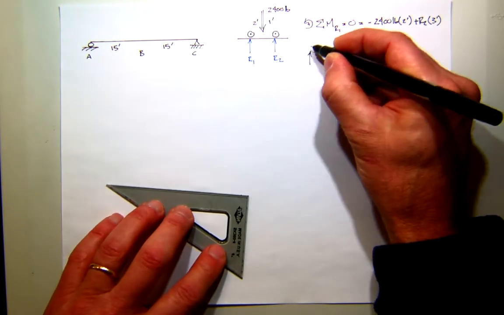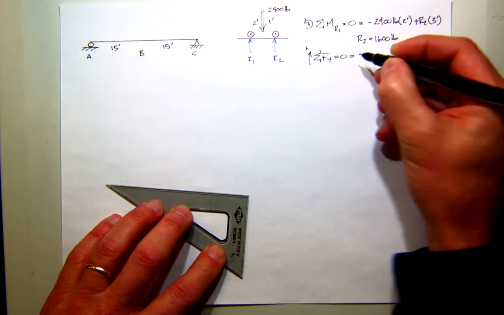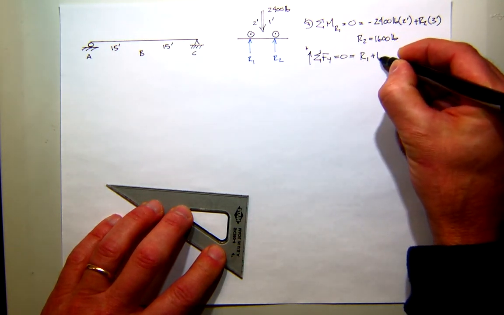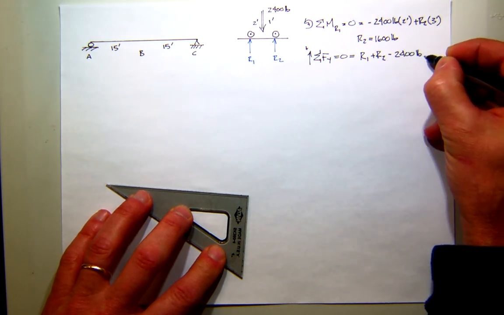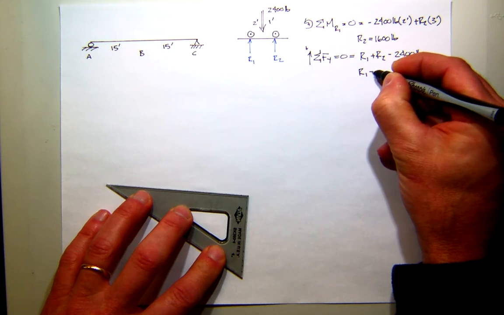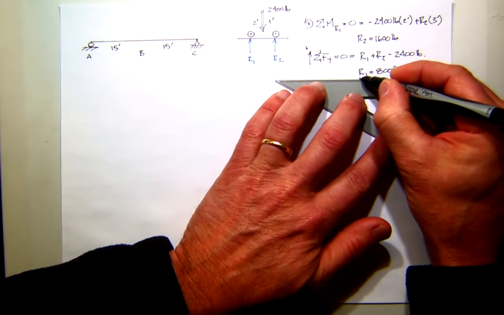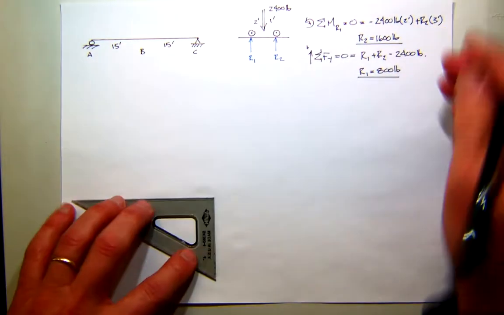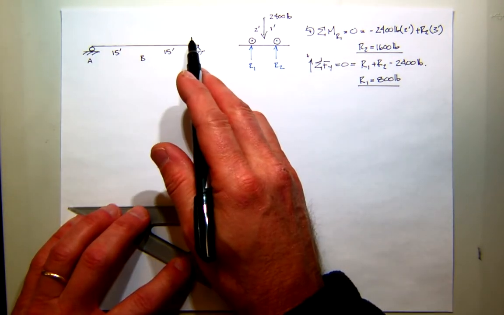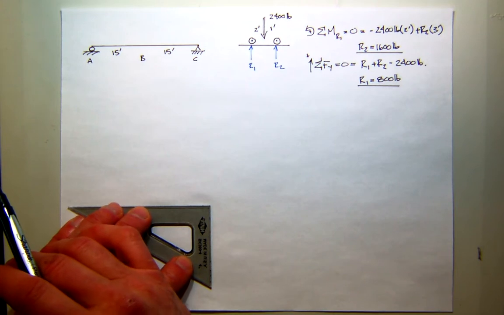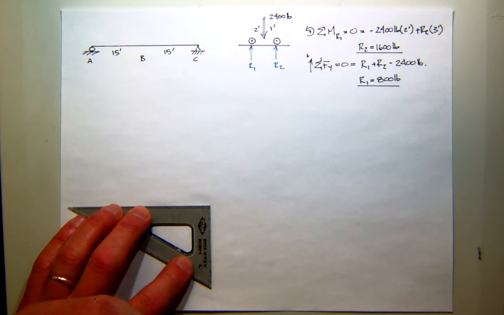Then I can sum forces in the y direction. I'll assume up is positive for my sign convention. R1 and R2 are acting up, and then of course I'll have my 2,400 pound force acting down. So R1 is 800 pounds. That shouldn't be too hard to get, but it's a little step just to get started. As I move this vehicle across the structure, how many cases will I have to investigate? Well, we have 2 forces, so we have 2 cases.